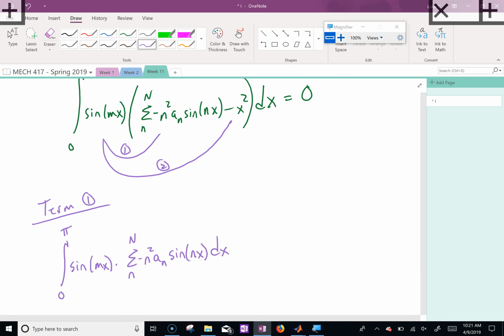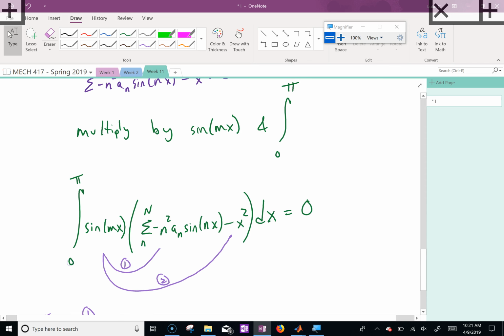What's that? Why sine mx? Because that's what we have. That's the standard procedure right here: we multiply by sine of mx and integrate.